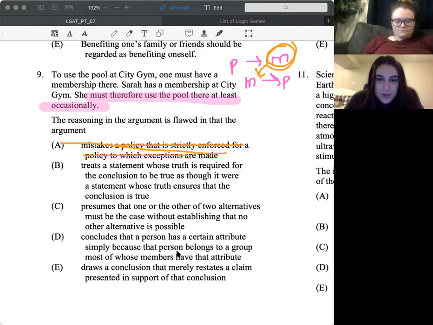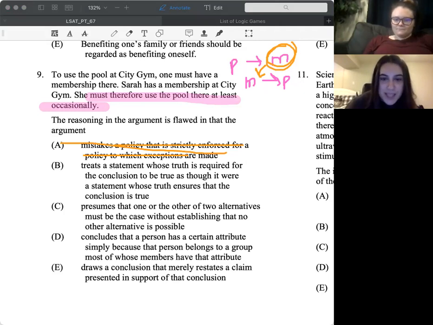B treats a statement whose truth is required for the conclusion to be true as though it were a statement whose truth ensures that the conclusion is true. Okay, now that I know how you phrase the flaw, B is it. I was stuck between B and D. How would you describe B in your own words? How would you fill that in with concepts from the stimulus?